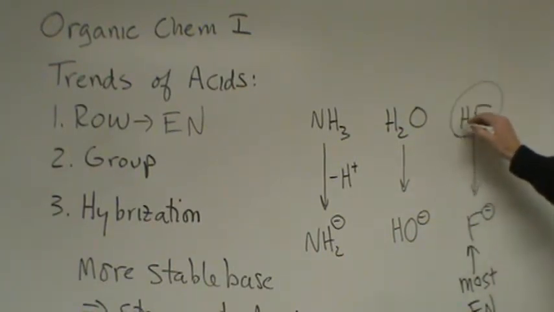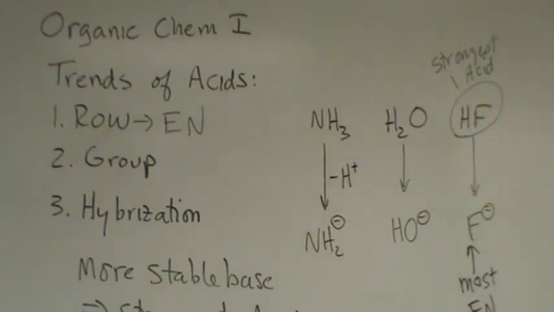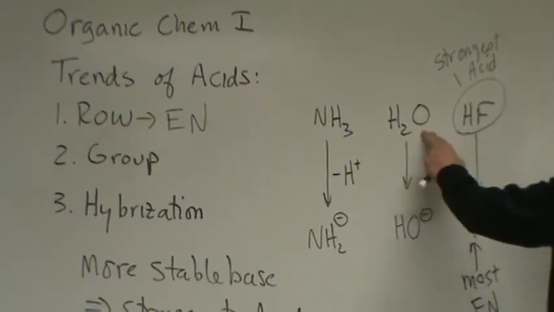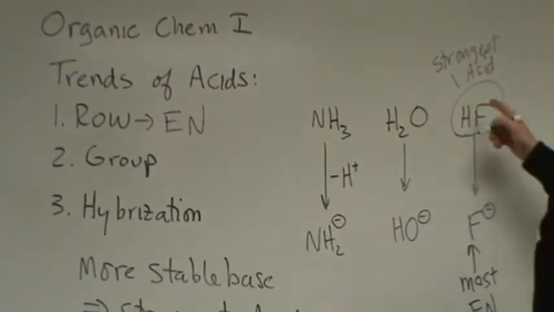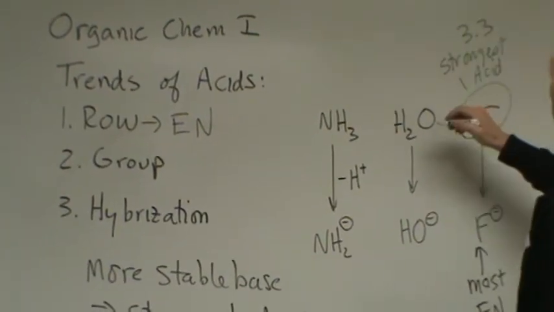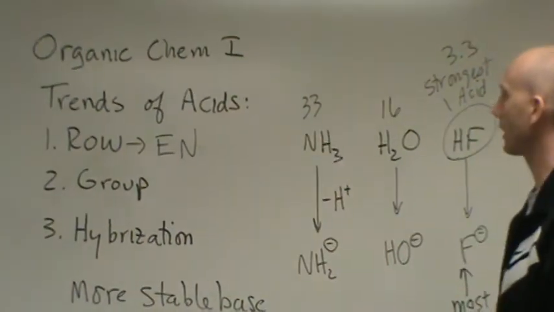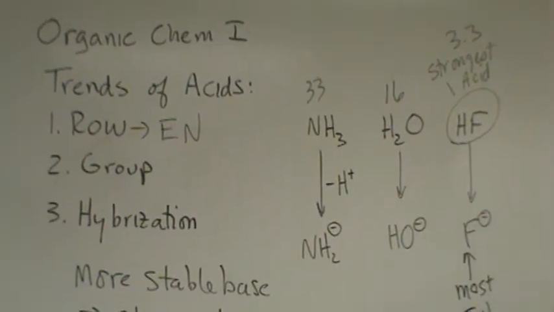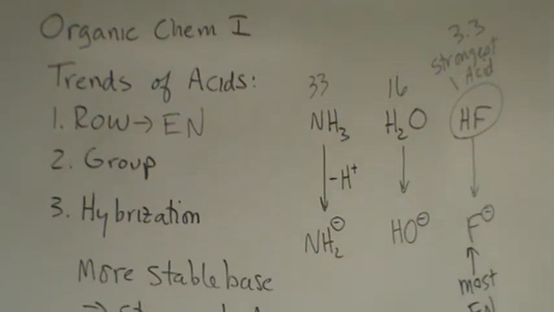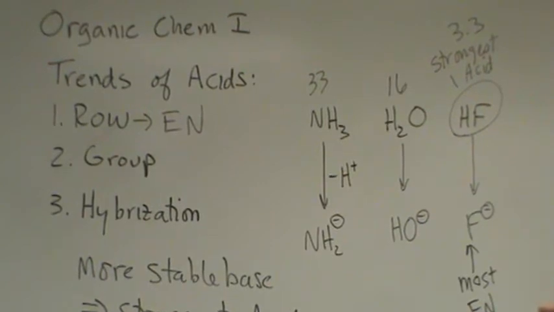So this acid here, HF, would be the strongest acid. Then the next strongest acid would be H2O, then the next one would be NH3. If you compare these pKa-wise, HF has a pKa of 3.3, H2O is 16, and ammonia, NH3, is 33. So you see that as we go away from the electronegative atom, it gets to be a weaker acid. So that's the first argument, the row argument.